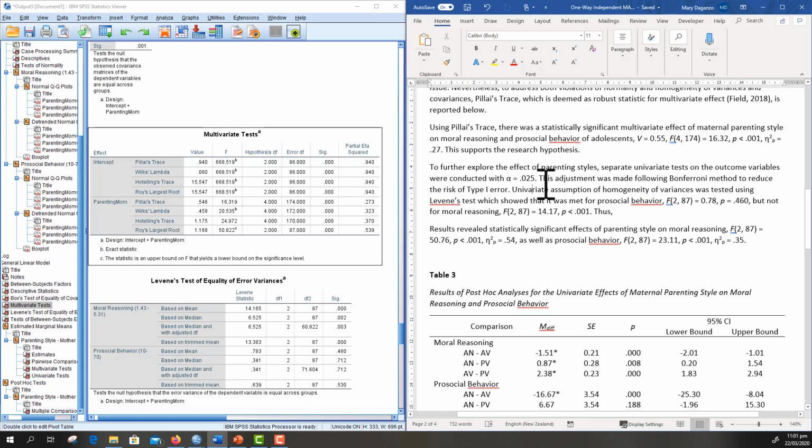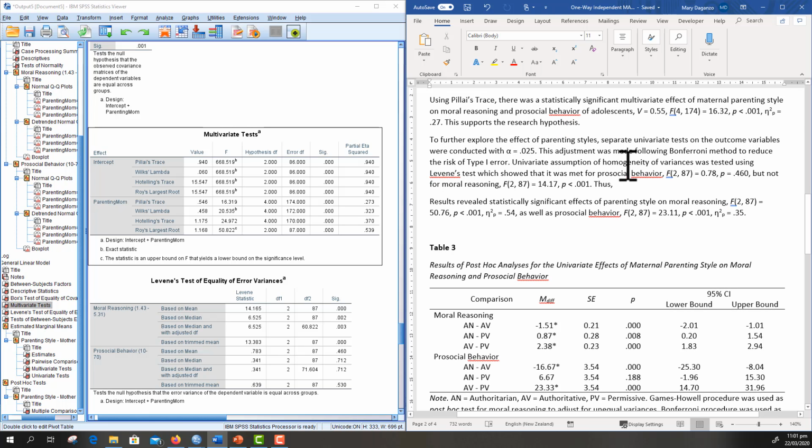And then we proceed with reporting the findings from the univariate tests. So this would be the same as reporting a regular ANOVA. But before I proceed, I remind the readers that the alpha value was adjusted to 0.025 following the Bonferroni method to reduce the risk of type 1 error.